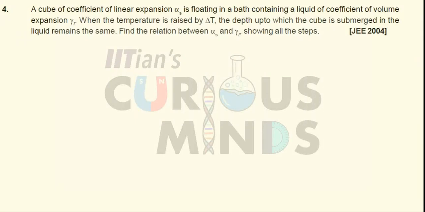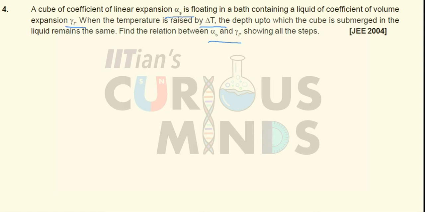A cube of coefficient of linear expansion alpha s is floating in a bath containing a liquid of coefficient of volumetric expansion gamma L. When the temperature is raised by delta T, the depth up to which the cube is submerged in the liquid remains the same. Find the relationship between alpha s and gamma L, following all the steps.